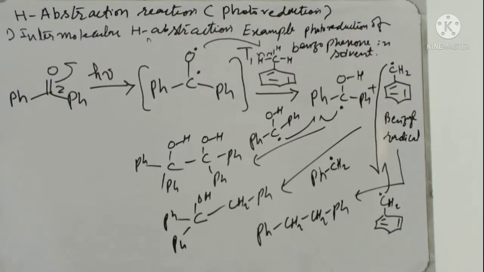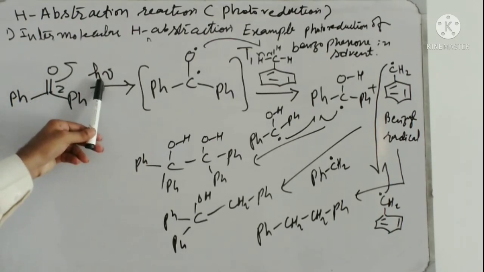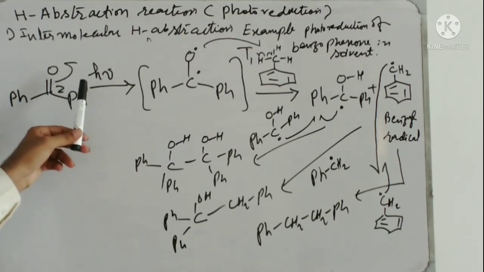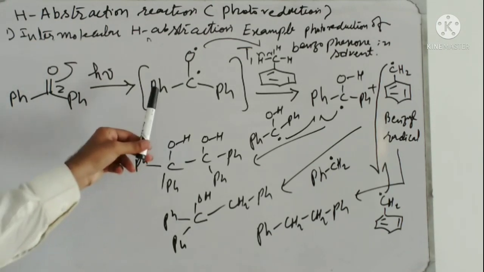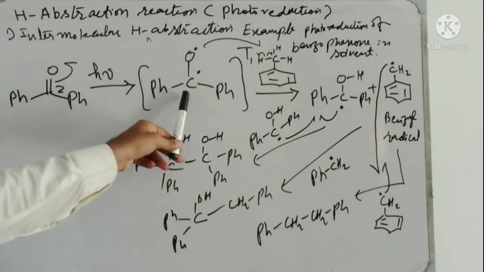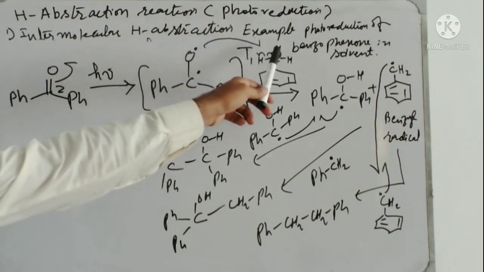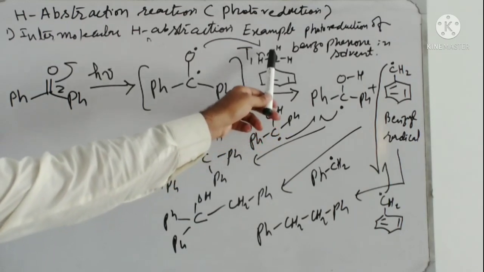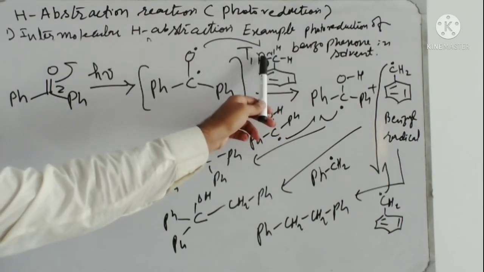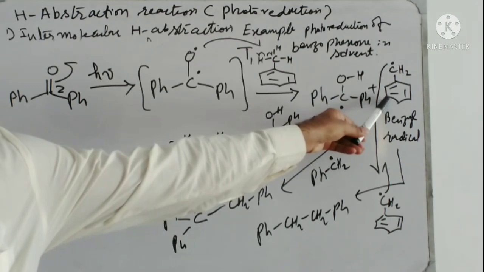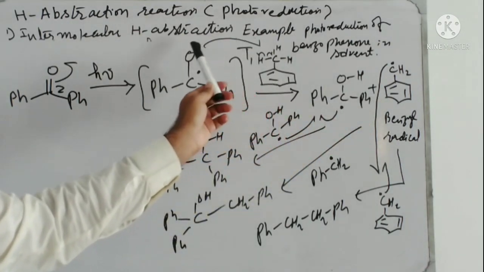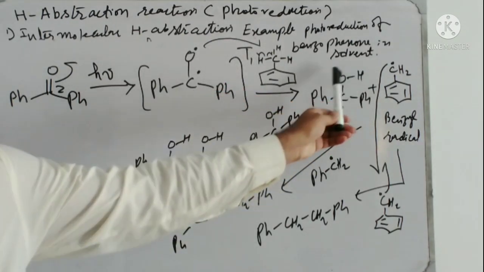This is another example, photoreduction of benzophenone in the presence of toluene as a solvent. This is benzophenone. When it is photoirradiated, it is excited to the singlet state first, then through intersystem crossing it forms this triplet excited state. This alkoxy radical then abstracts a hydrogen radical from toluene. This bond undergoes homolytic cleavage to produce this benzyl radical, and this hydrogen radical forms a single covalent bond with this to produce the OH here.